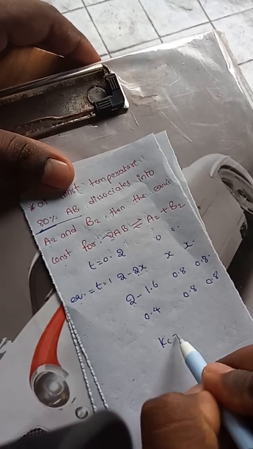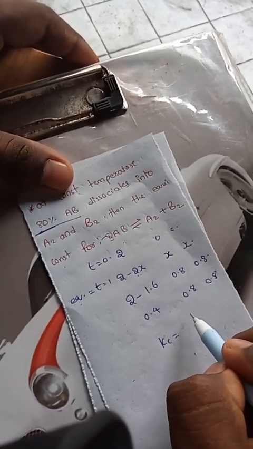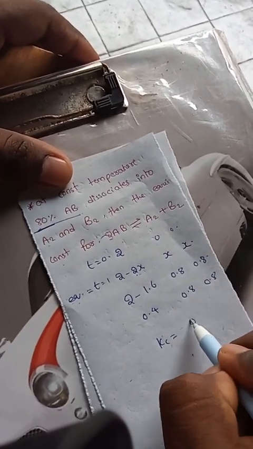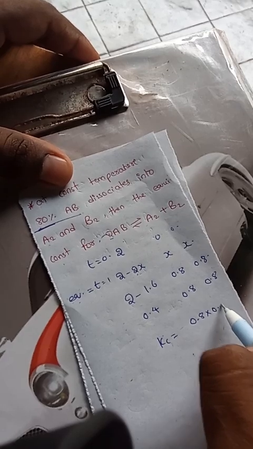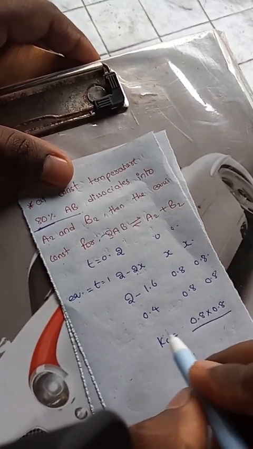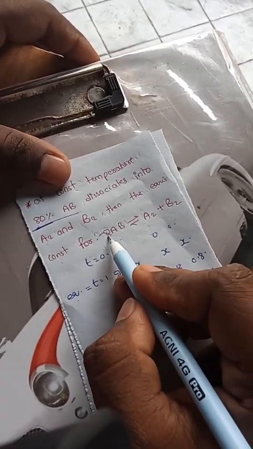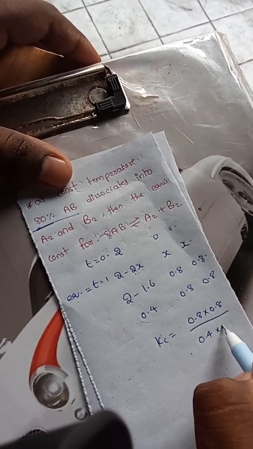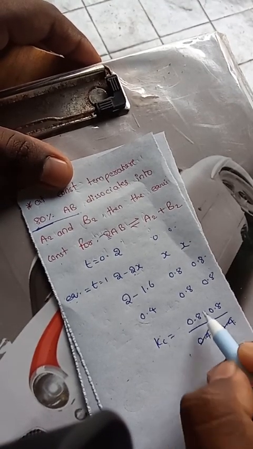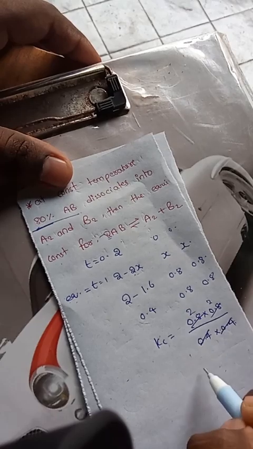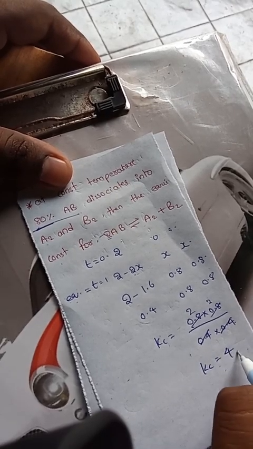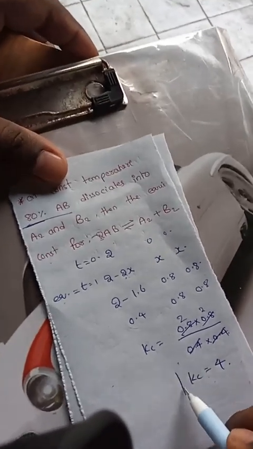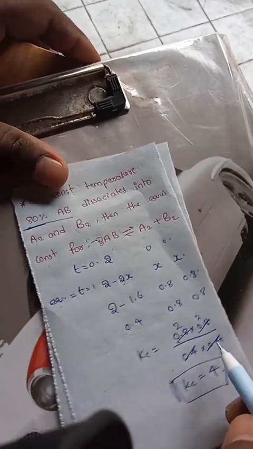Now we are writing Kc. So Kc equals the product 0.8 into 0.8 by AB. Here 2 is the exponent, so whole square for this, 0.4 into 0.4. So the Kc for the reaction is 4. That's it, we are completed with this topic.